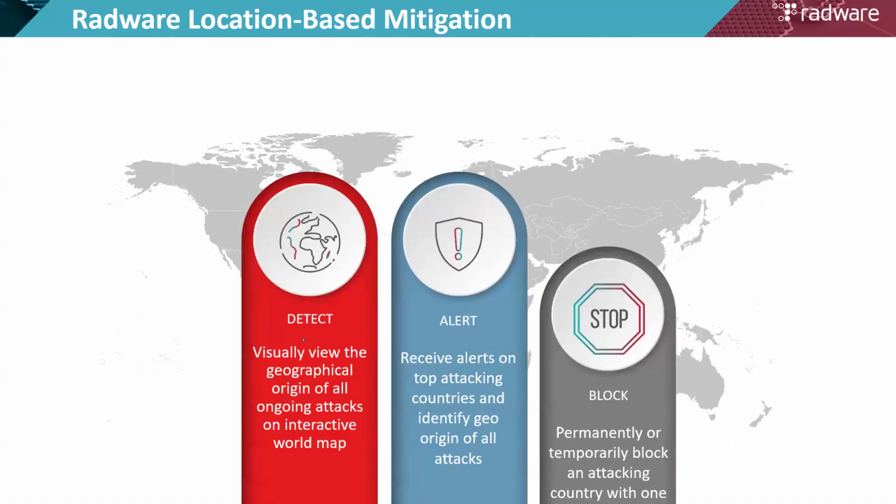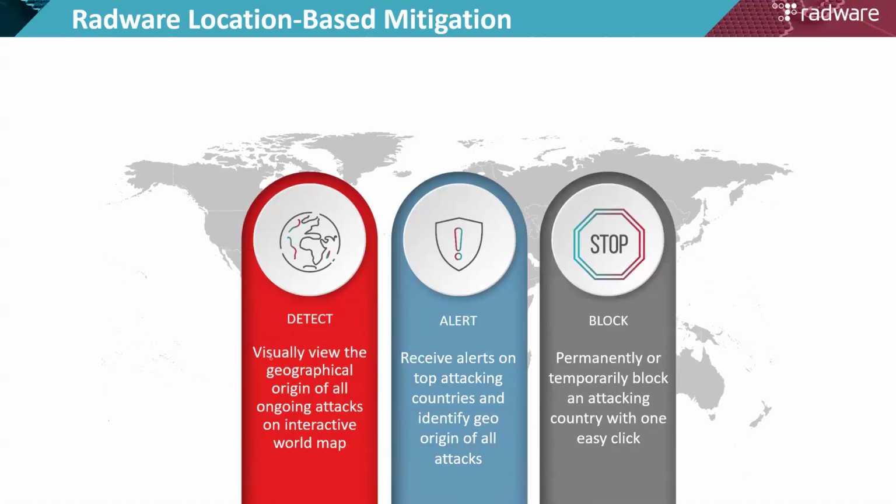So, Radware location-based mitigation. It gives you visually, you can detect it quickly. As you have already seen in the detection events, you are immediately getting notified that there is an attack coming from a certain location. You can also visualize the same on the dashboards. You can receive alerts on the top attacking countries and identify the geo origin of all the attacks.